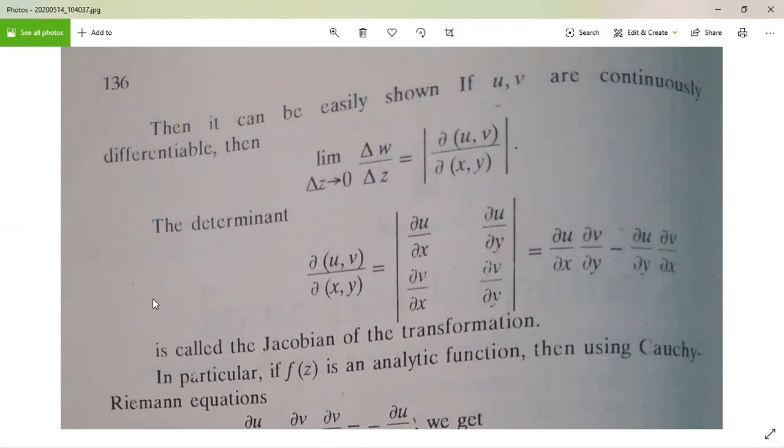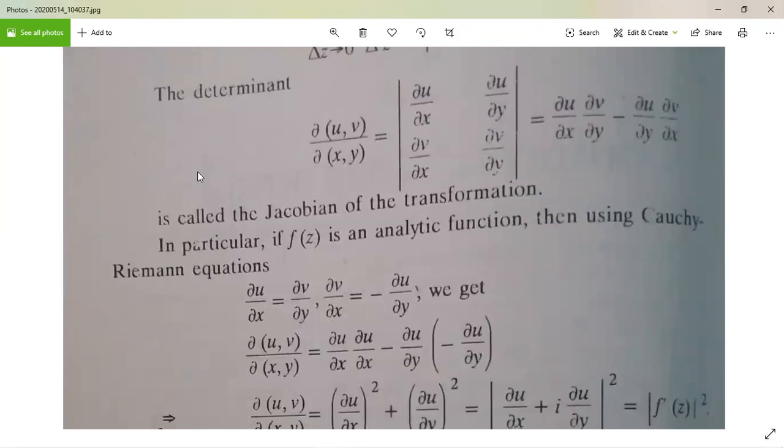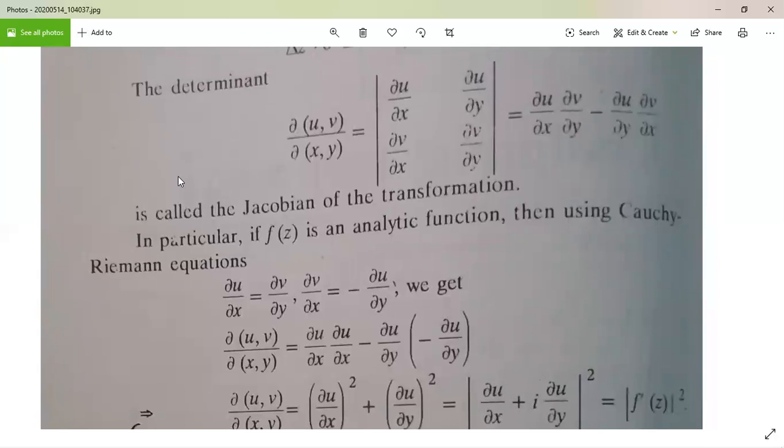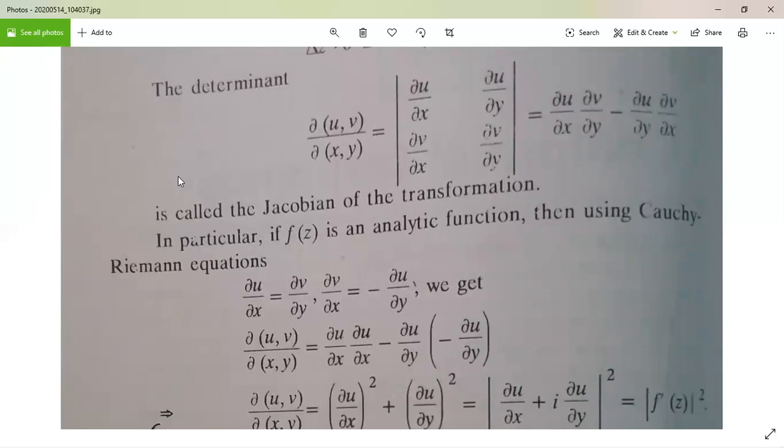In particular, if f of z is an analytic function, then using the Cauchy-Riemann equations, which are del u by del x equals del v by del y, and del v by del x equals minus del u by del y, we get the Jacobian of u, v with respect to x, y equals del u by del x into del u by del x minus del u by del y into del u by del y, because del v by del y is equal to del u by del x, so we can write del u by del x in place of del v by del y.